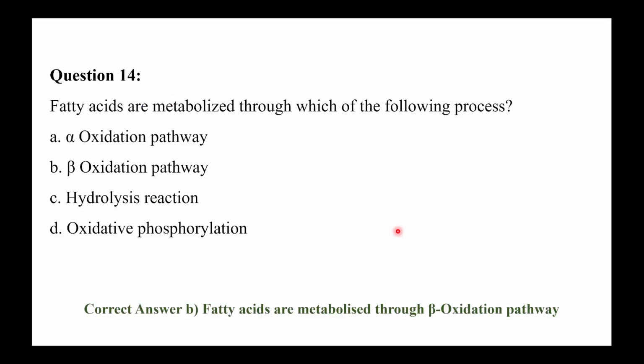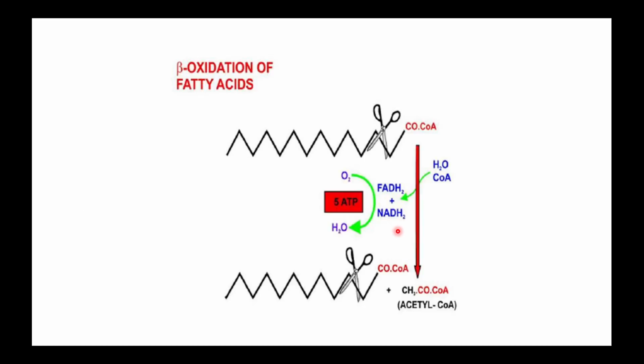So fatty acids are metabolized by this beta oxidation pathway. What is this beta oxidation pathway? Fatty acids are basically long chain aliphatic chains, long alkane chains, which at the end have a carboxylic acid group. So a long carbon chain with COOH at the end. That group will be replaced by coenzyme A. So we'll have C double bond O, and then coenzyme A will be added.